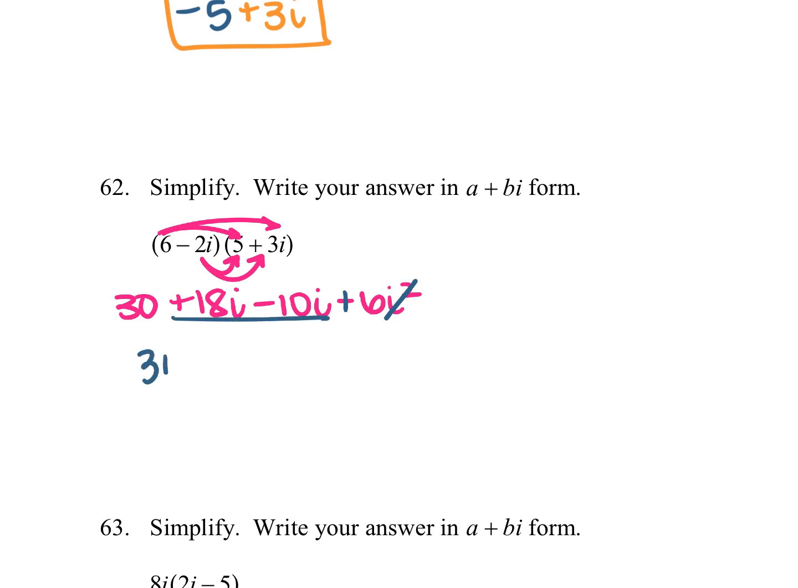So that's going to give us 30 plus 8i plus 6. Combine your like terms of the 30 and the 6. That's 36 plus 8i.